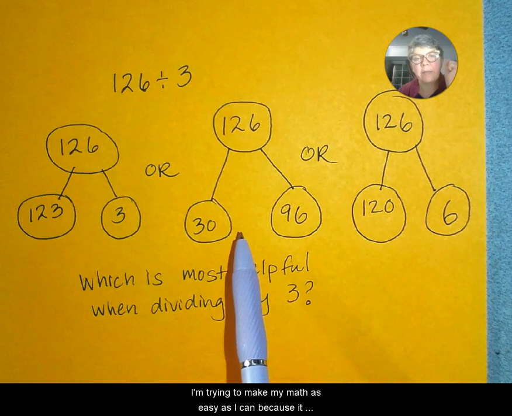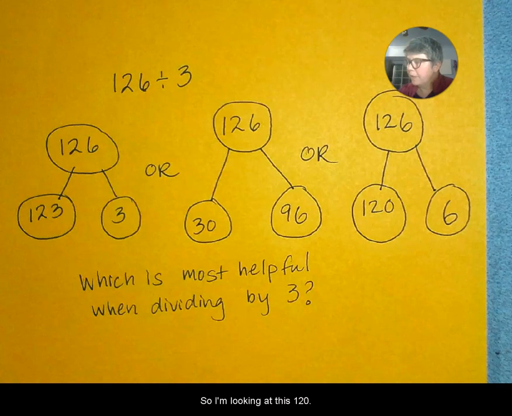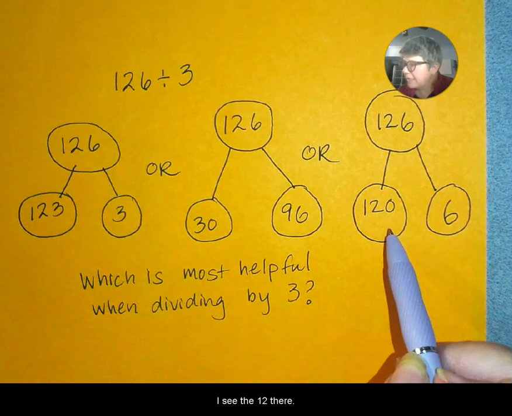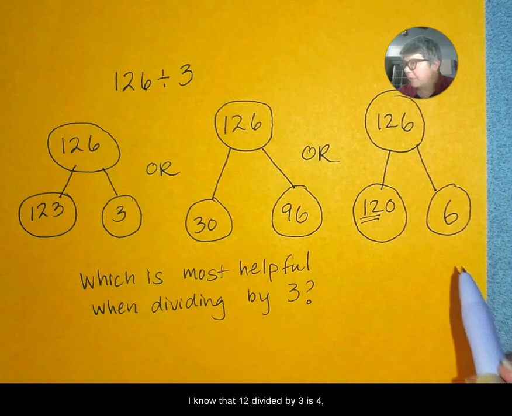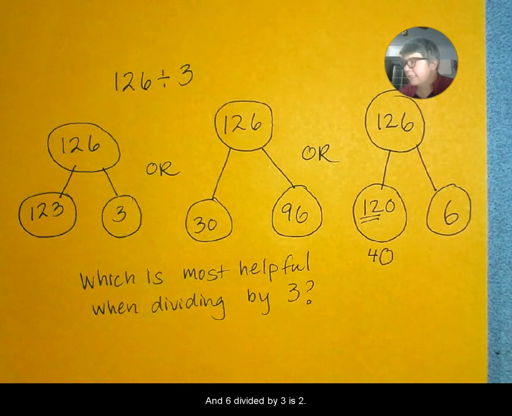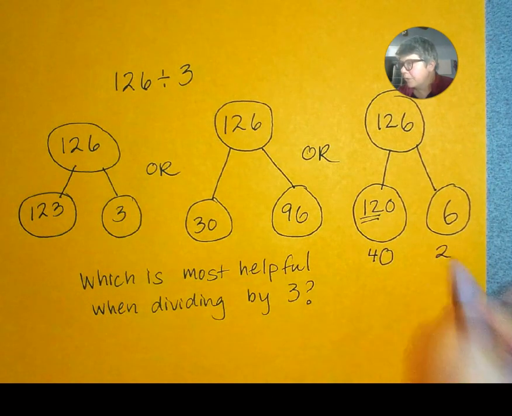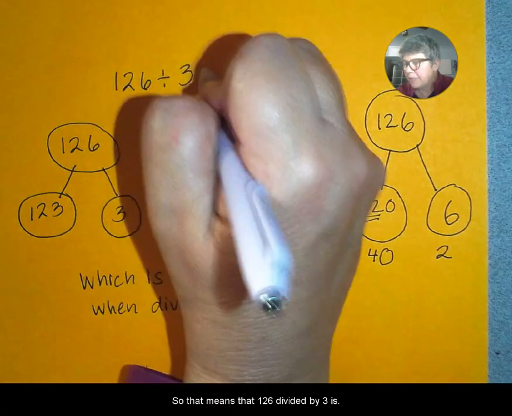I'm trying to make my math as easy as I can, because it can be hard, right? So I'm looking at this 120. I see the 12 there. I know that 12 divided by 3 is 4. And my 0 is going to come along. And 6 divided by 3 is 2. So that means that 126 divided by 3 is 42.